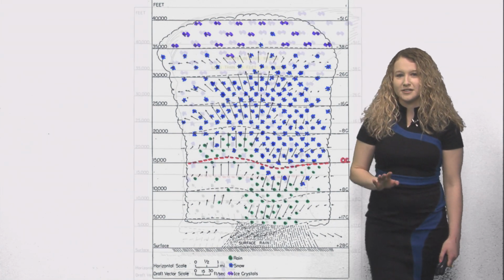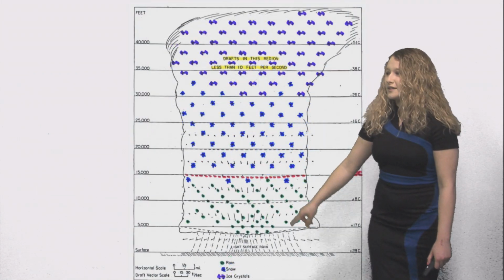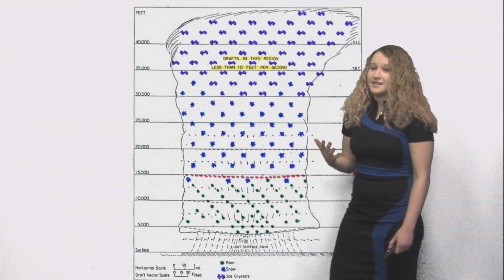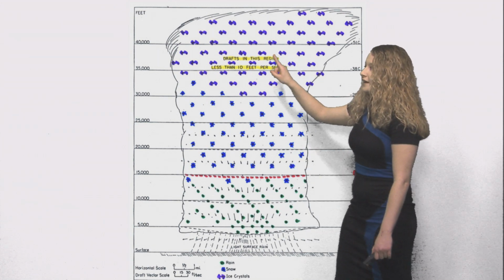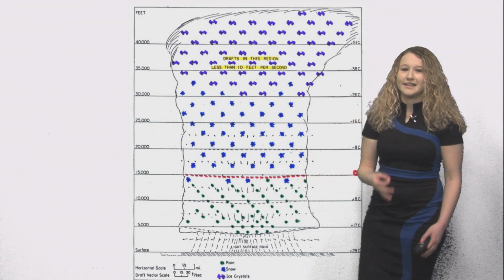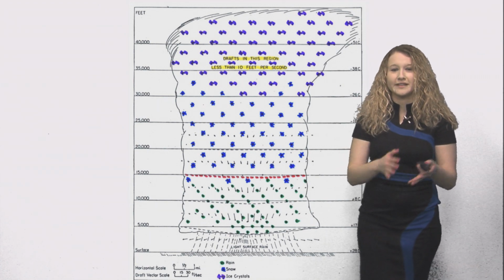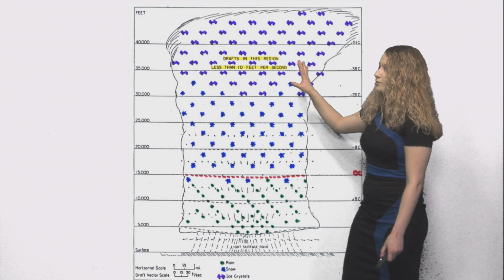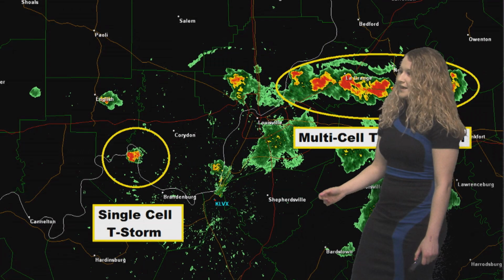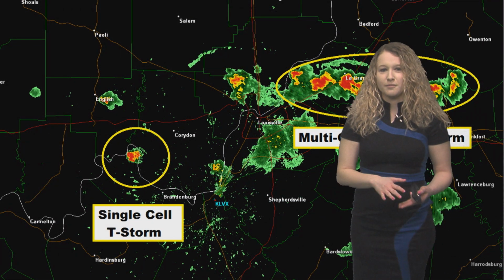Now like I said, the stage does not last for very long, but this is your final stage, and this is the dissipating stage. You can see all the arrows here point down. So this is mainly downdraft dominated. The precipitation has fallen too much to completely cut off that updraft, and this is where you'll see most of the heaviest precipitation. Now next we're going to transition to multi-cell storms.